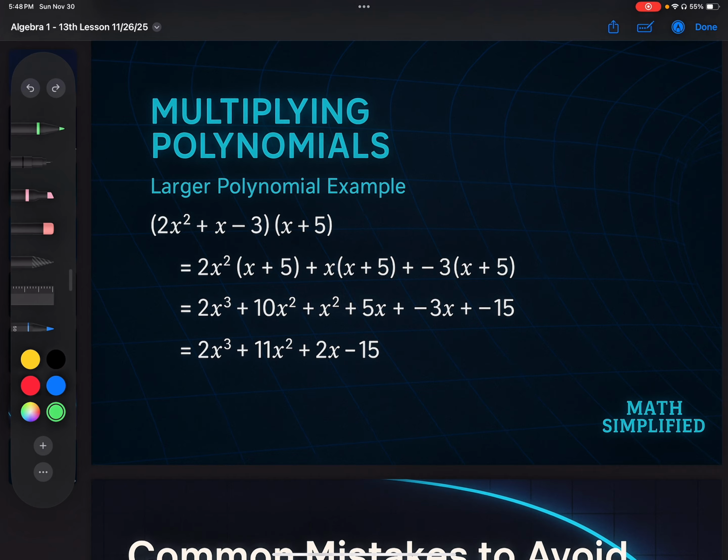And then afterwards, we just combine like terms. The 2x cubed just stays by itself because we can't combine any more like terms. But for 10x squared and x squared, we can combine those two. That gives us 11x squared. Afterwards, we add 5x plus -3x, that would be 2x. And then the -15 stays the same. So this is our final answer.